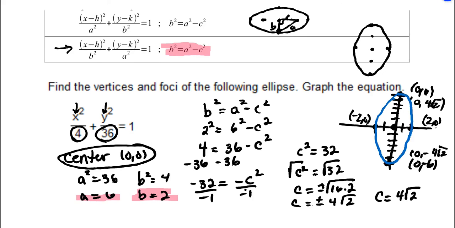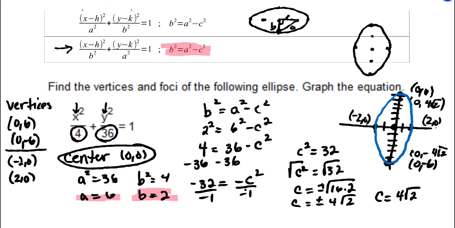So this equation has vertices at (0, 6) and (0, negative 6). If you end up counting the minor vertices, which sometimes they do, sometimes they don't, that would be (negative 2, 0) and (2, 0). And you have foci at (0, 4 square root of 2) and (0, negative 4 square root of 2).